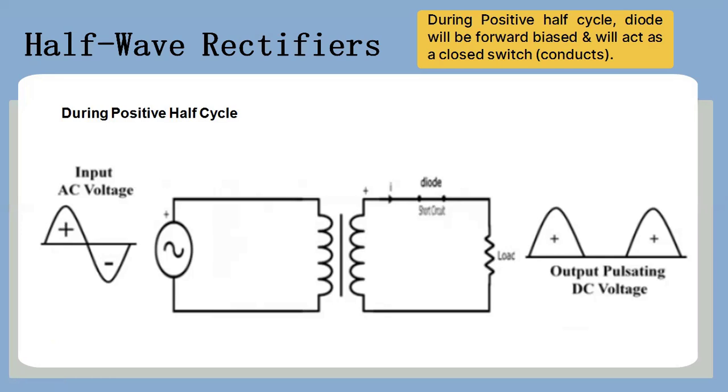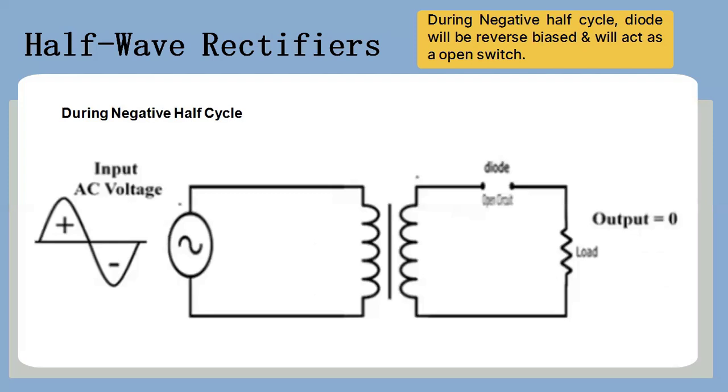Now we are checking the negative half cycle. During the negative half cycle, at this particular terminal we have a negative charge, whereas at this terminal we have a positive charge. This makes our diode reverse biased. As we know, whenever the diode is in reverse bias, it acts as an open switch. So we replace the diode with an open switch, and we can see that the circuit is not completed. So during the negative half cycle, we won't get any output.